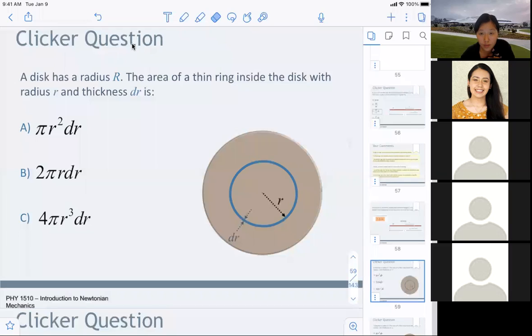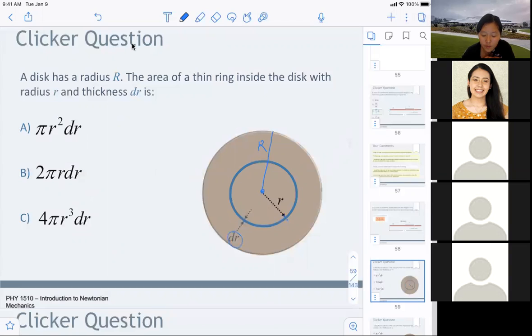Now we will do a practice for one more shape. Here you have a disc with a radius r. From here to here, that is r. This is asking what is the area of a thin ring inside the disc with radius r and a little thickness, which is dr. You can see r is a variable extending from the center, so from here to here it extends an extra width of dr.